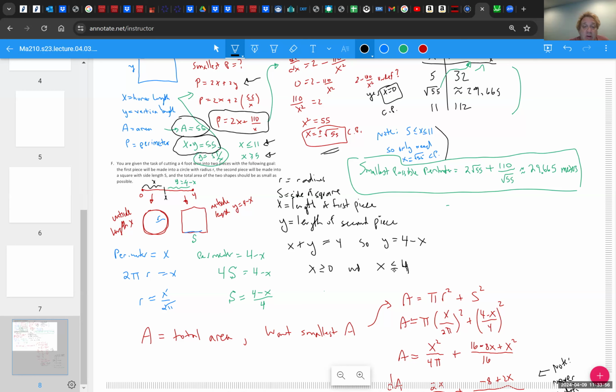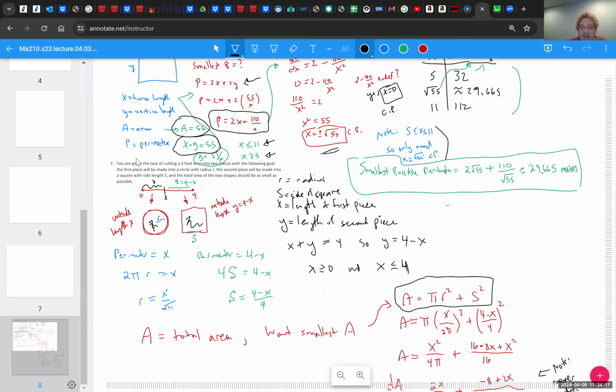What are we looking for? Well, we're looking for the smallest possible area. So we need an equation for the total area. The total area would be the area of the circle plus the area of the square. The area of a circle is pi r squared, and the area of a square is s squared.